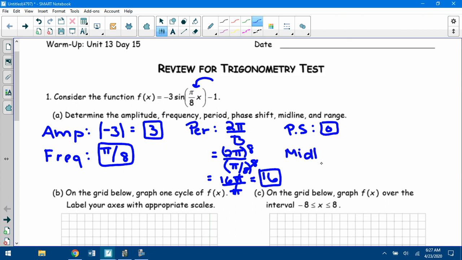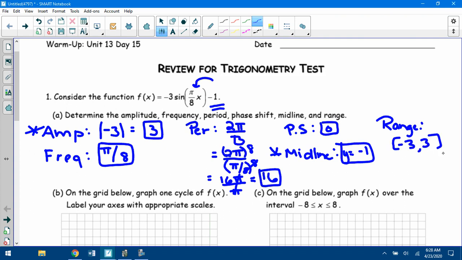Midline. Okay, again, be careful on the test. Don't tell me -1. It is shifting down 1, but that's an equation. So y equals -1. You need to give me for the midline. And the range. What two things affect the range? Amplitude and midline. So an amplitude of 3 would give you a range of -3 to 3. But then I'm shifting down 1. So my final range is going to be -4 to 2.